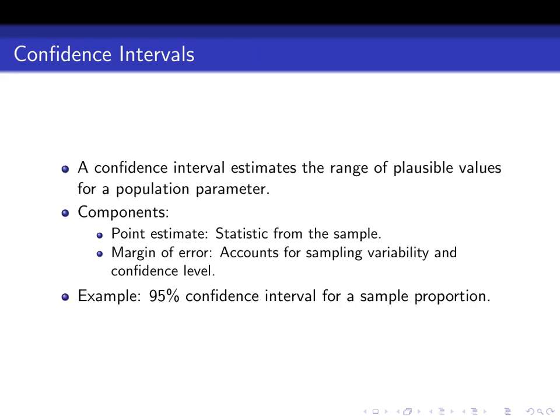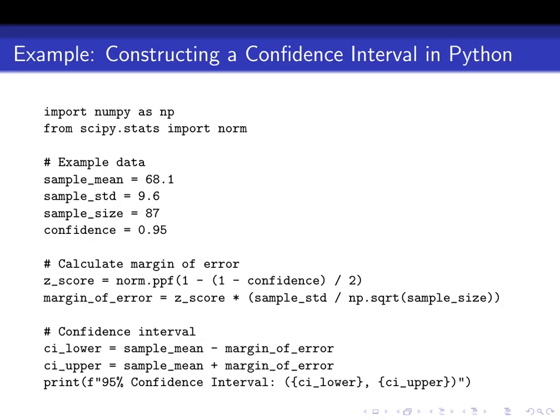Confidence intervals estimate the range of plausible values for a population parameter. They consist of a point estimate, derived from the sample, and a margin of error, which accounts for sampling variability and the confidence level. For instance, a 95% confidence interval indicates that 95% of intervals constructed from repeated samples would contain the true population parameter. On this slide, Python code illustrates how to calculate a confidence interval for a sample mean.